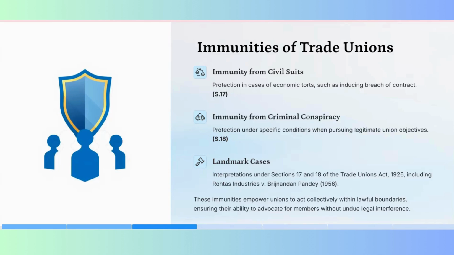Immunity from criminal conspiracy, protection under specific conditions when pursuing legitimate union objectives. Section 18 protects trade union members from criminal conspiracy. There are landmark case interpretations under Sections 17 and 18 of the Trade Union Act 1926, including Rohtas Industries versus Brish Nandan Pandey. These immunities empower unions to act collectively within lawful boundaries, ensuring their ability to advocate for members without undue legal interference.